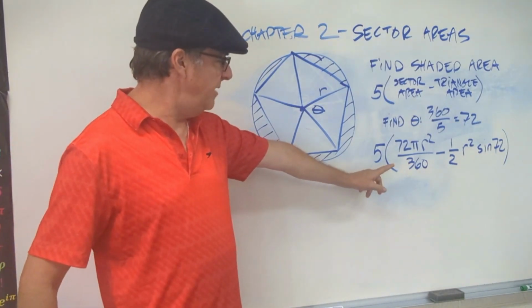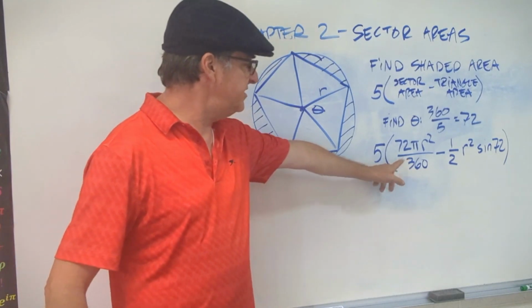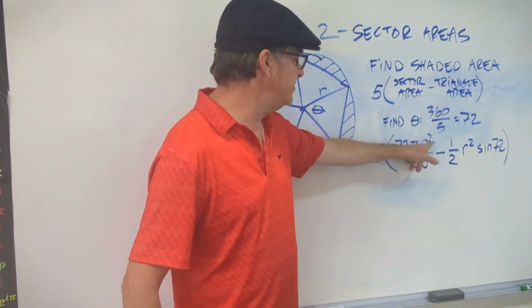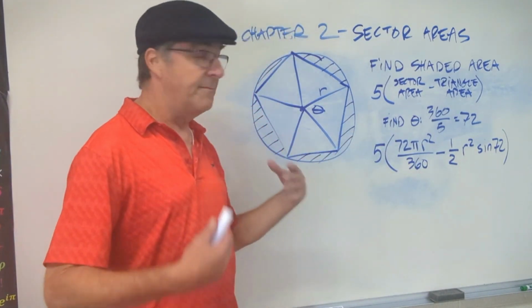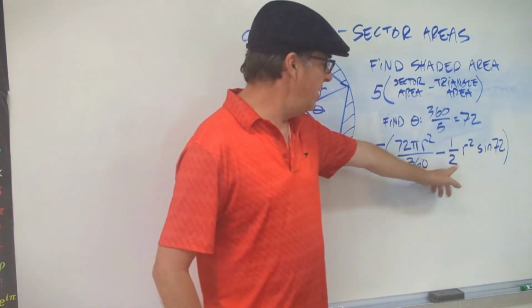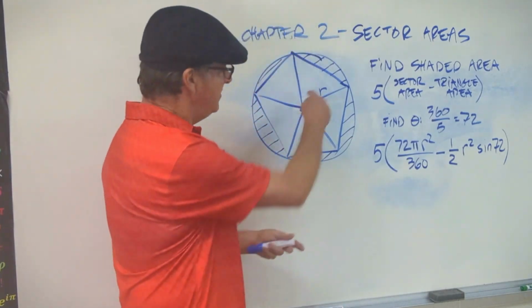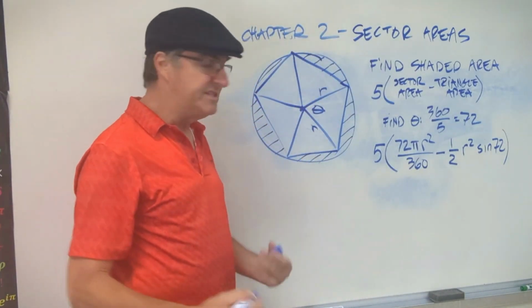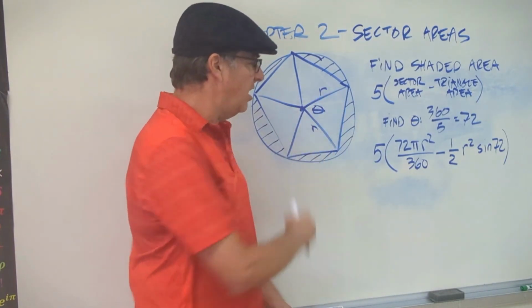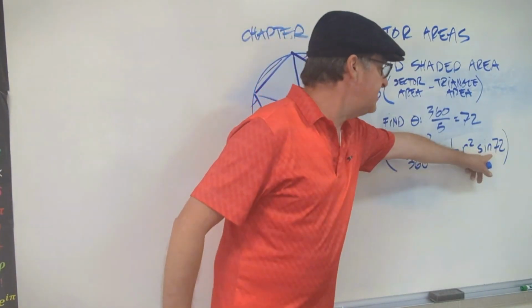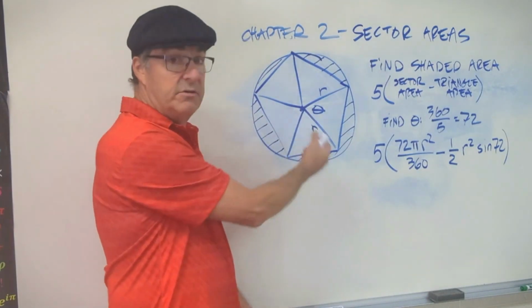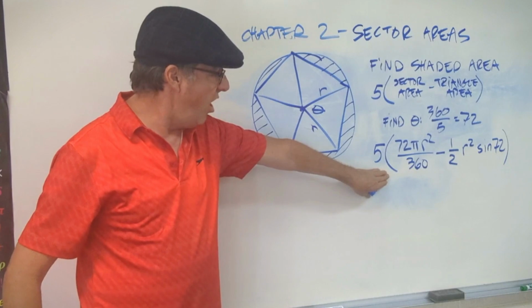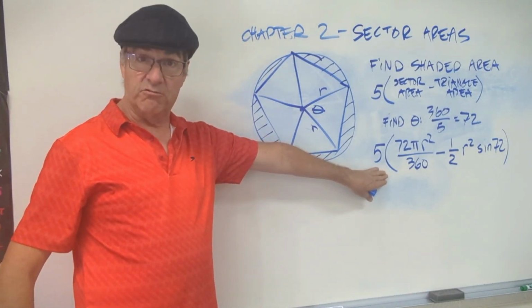Okay, so here's my plug-in step. I do 5 times the sector area, which is going to be theta, which we know is 72, pi r squared over 360. And then I'm going to subtract my triangle area, which is 1/2, again, r squared, because these two sides are both r. So that's the 1/2 BC, it's just 1/2 r times r, which is 1/2 r squared times sine of 72, which is our theta, which is our angle between our two sides that we know. So if I knew r, I could figure out that area right now.